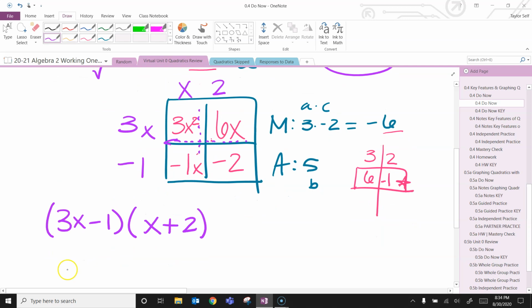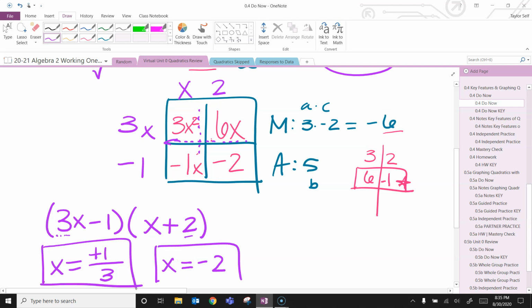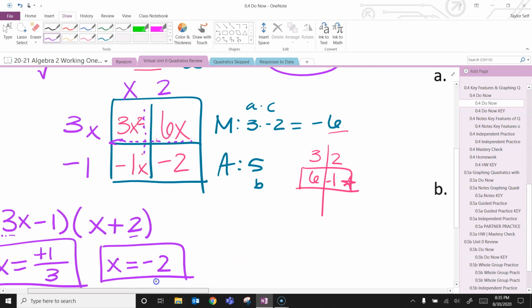So x equals, I'm going to use the trick. We need to be fast at solving. Flip the sign, +1, over, divide by whatever's touching x, 3. And x equals, flip the sign, -2. And we are done. Okay, moving on. Going to the next problem.